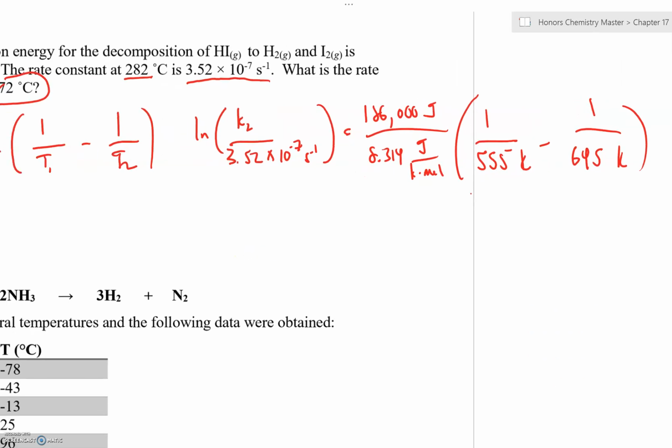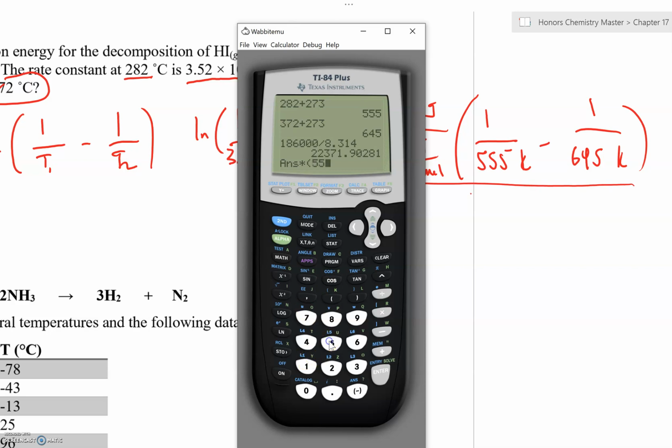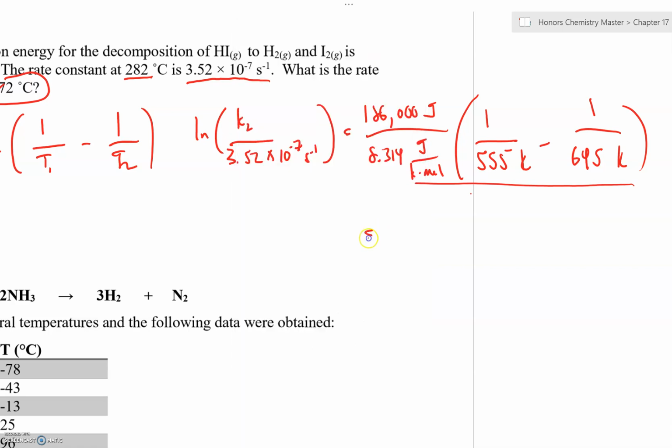Okay, we're solving for K2. So watch what happens. I'm going to take care of everything on this side. I'm going to say 186,000 divided by 8.314. And then I'm going to multiply this. So I'm just going to press multiply. That's going to take my answer times the quantity of the inverse of 555 minus the inverse of 645. This is this whole side, 5.6246.